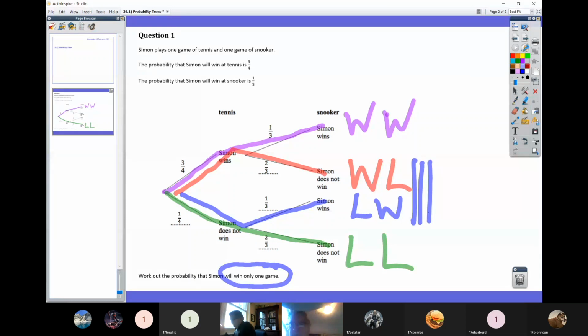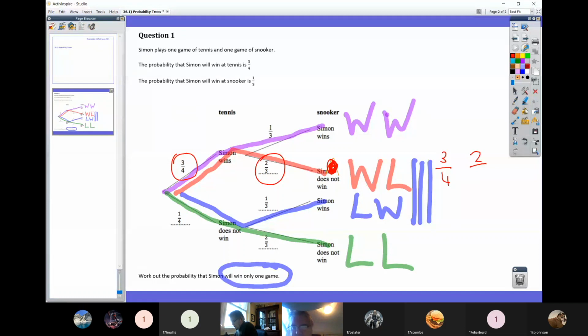Now let's start off with the red option. How did we get to that red point? How does Simon end up where I'm just about to put a red dot? He won and then he lost. Okay, so what two probabilities have we passed on that journey? The 3/4 and the 2/3.